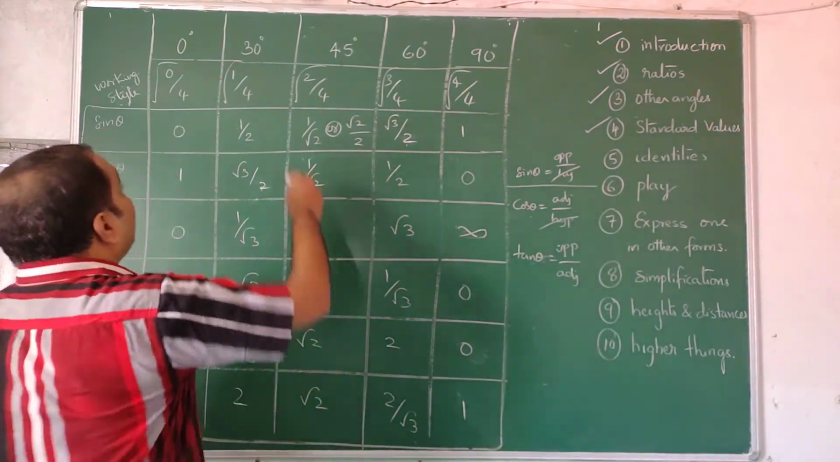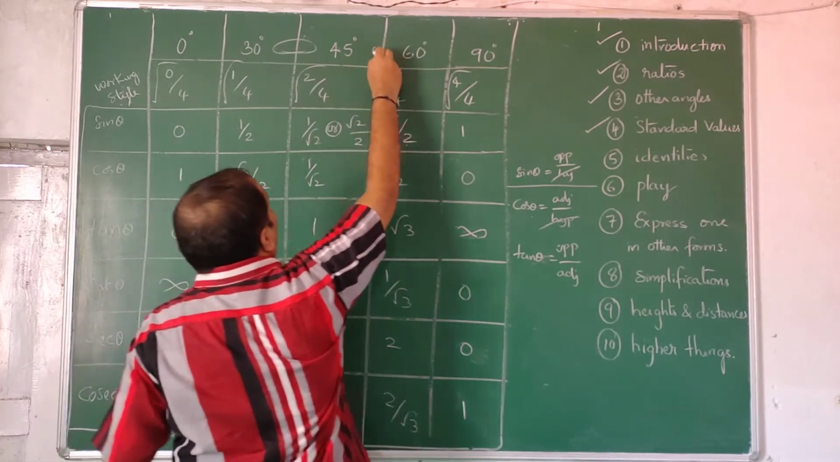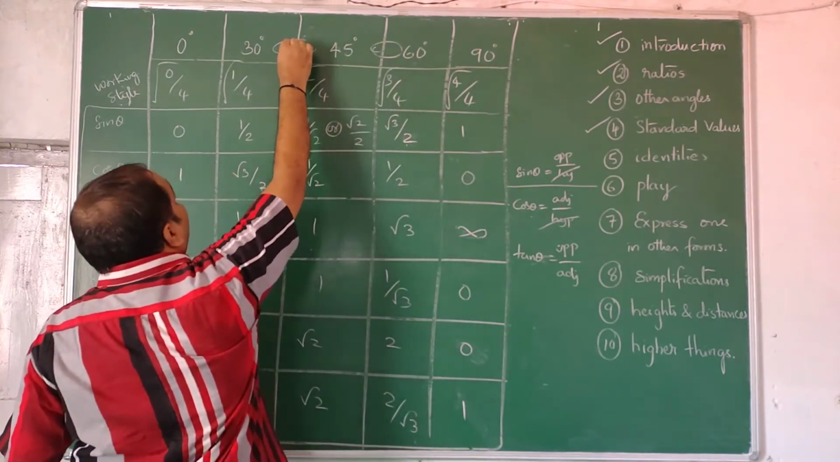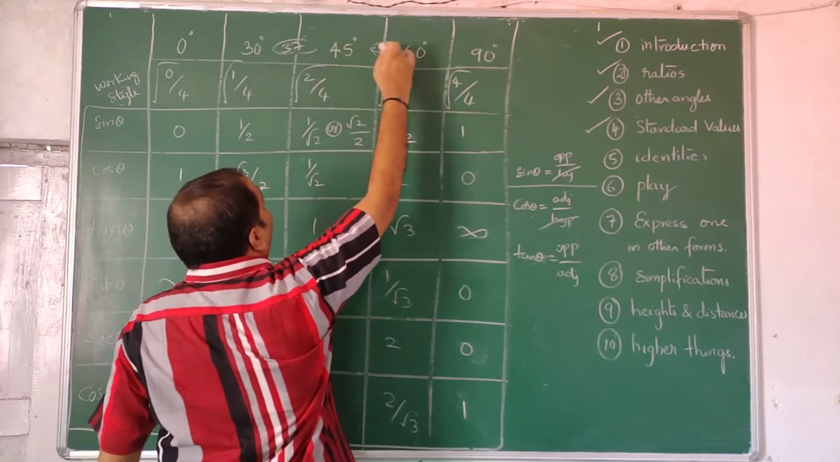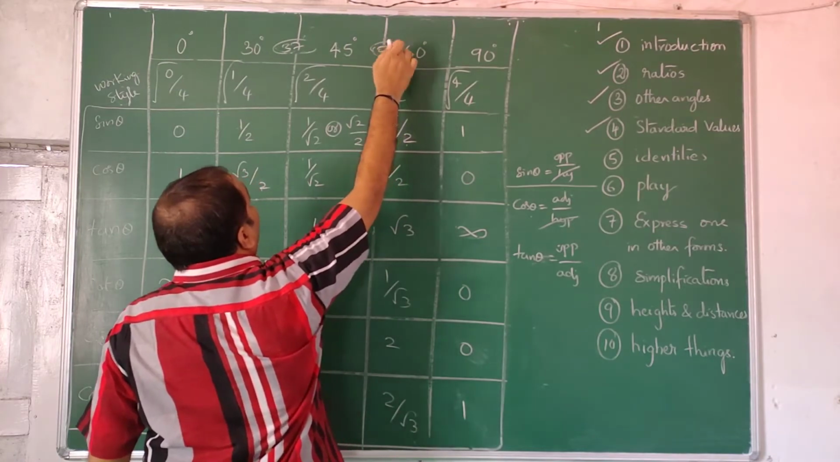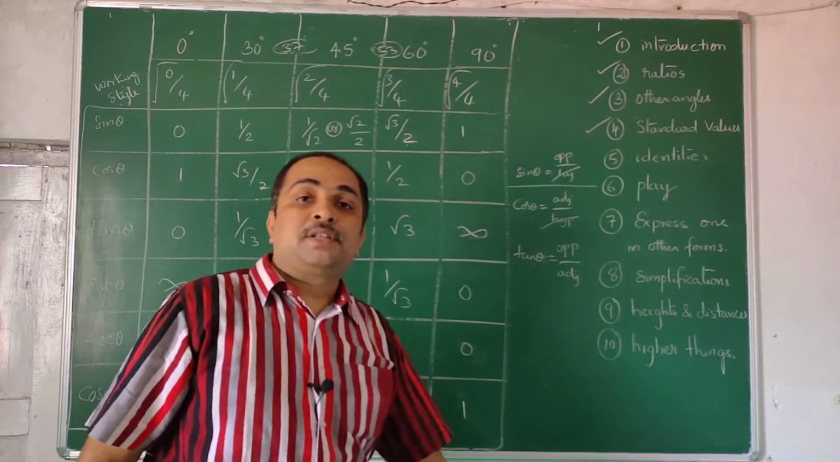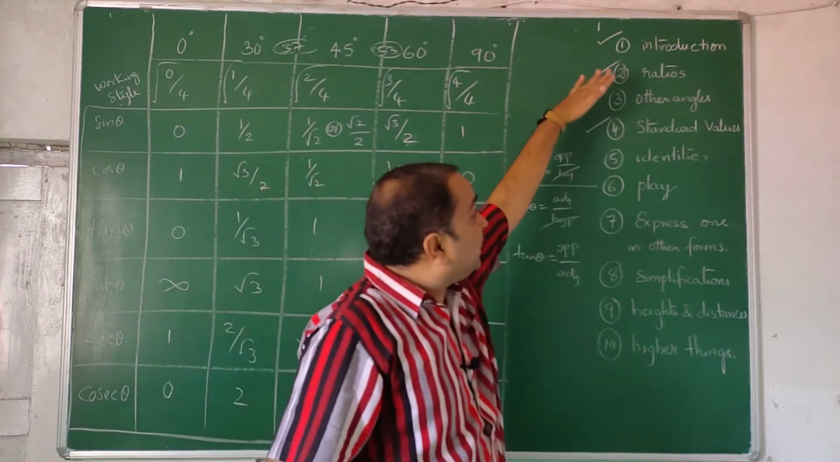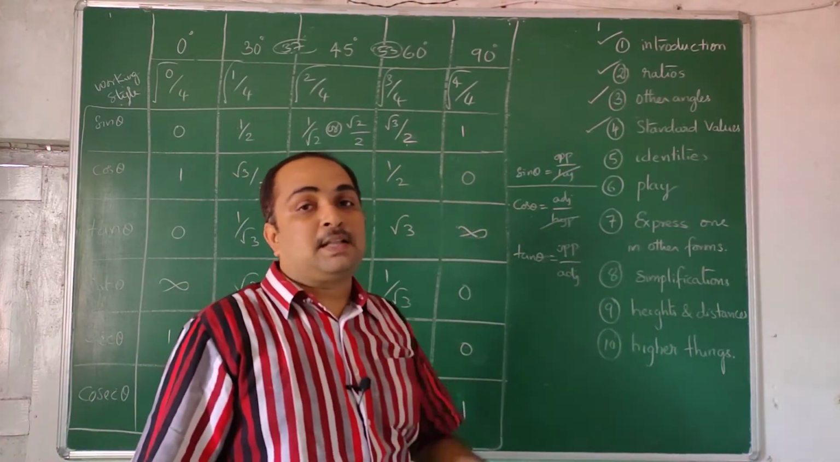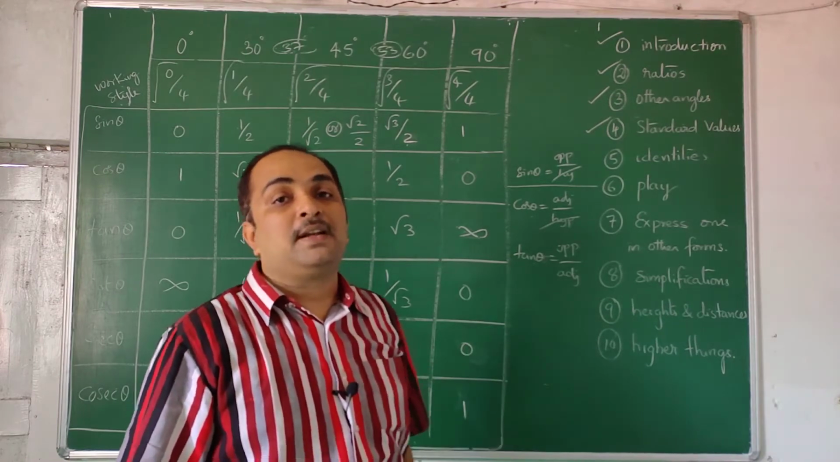Next, between 30 and 45, physics teachers want a 37 degrees angle, and between 45 and 60, 53 degrees, where 53 and 37 or sin 90 minus theta will come. Those two values are very much required in physics. Even though it is not covered in this topic, it is an additional topic, but still I will tell you that also.